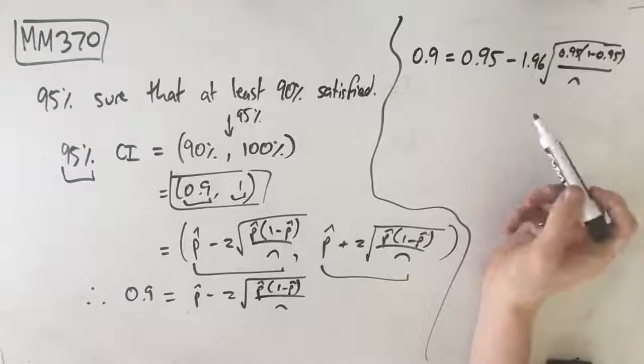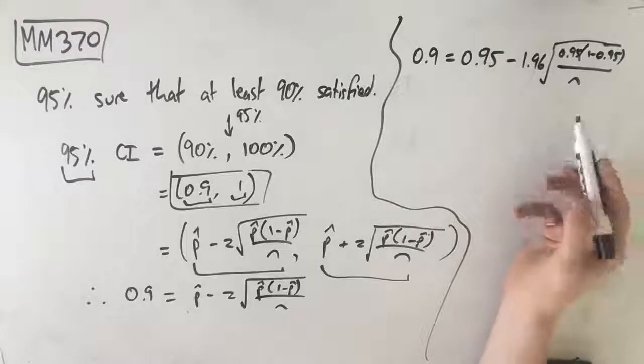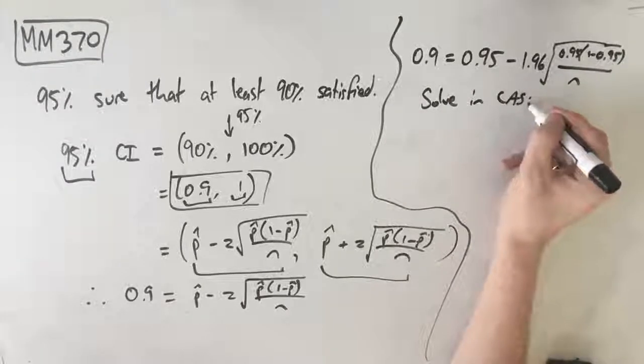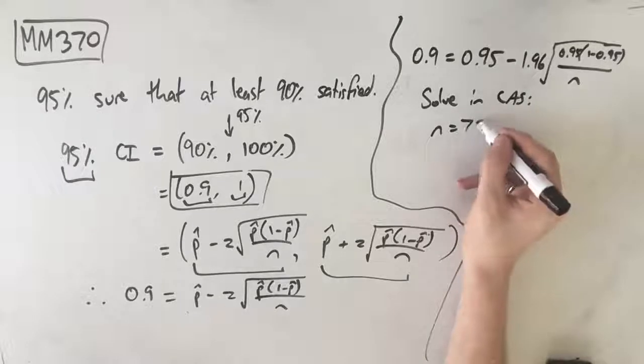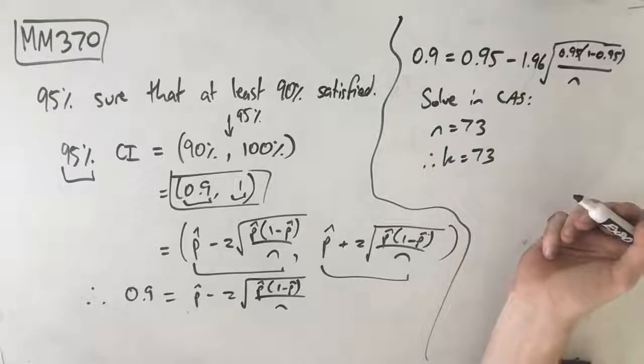And that's it. So now that n is our only unknown, we can just plug this into our CAS and solve for n. So solve for n in CAS. What this does is spit out n equals 73. So therefore, K equals 73. So our answer is C.